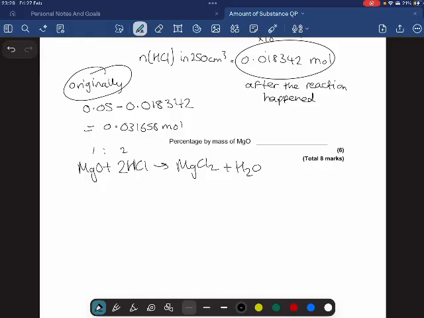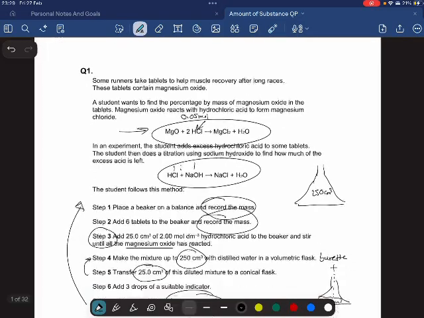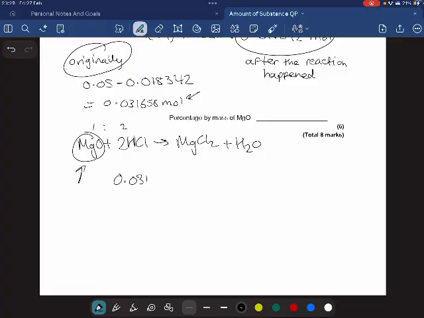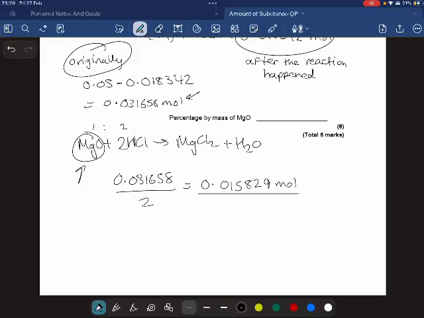So, to find the moles of MgO, we can just divide by 2, right? So this is the amount of moles we actually want. This is the one that happened in the reaction, if that makes sense, right? The one that actually took place in the reaction, which will help us find the percentage by mass of MgO. Because now if we divide 0.031658 by 2, we get 0.015829 moles.